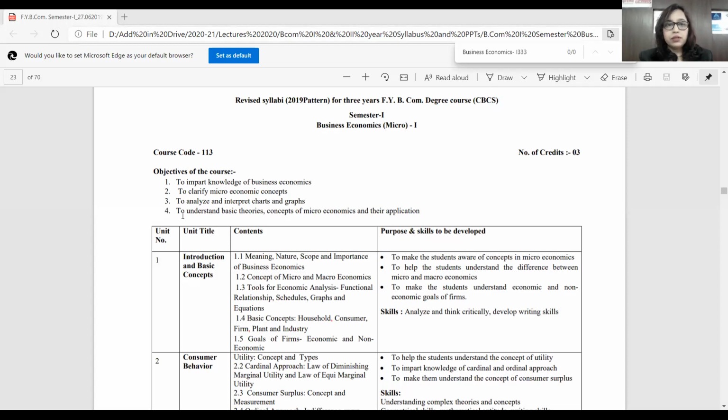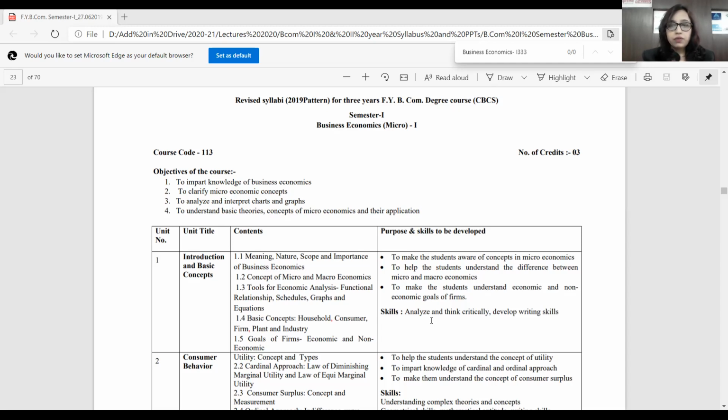So the syllabus includes the very first unit, which includes the introduction to the basic concepts of microeconomics, that is meaning and scope of business economics. Now business economics is also a synonym for managerial economics. Sometimes it is also used synonymously, and you'll be studying the concept of micro and macroeconomics, tools of economic analysis, basic concepts, goals of firms, etc.